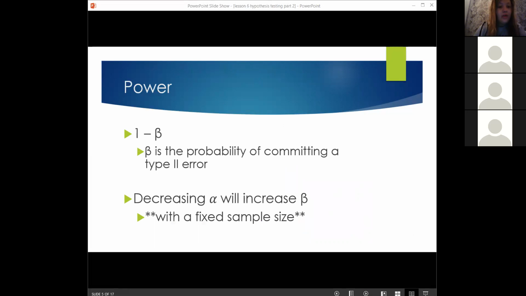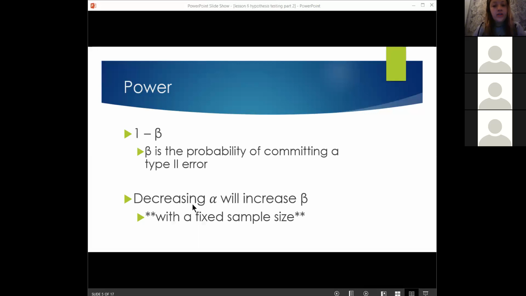So remember, for a type 2 error, if we fail to reject the null, saying that there's no change when actually there is a change, that would be our beta, and that's our type 2 error. And if we do 1 minus that, that's how we're going to get our power.